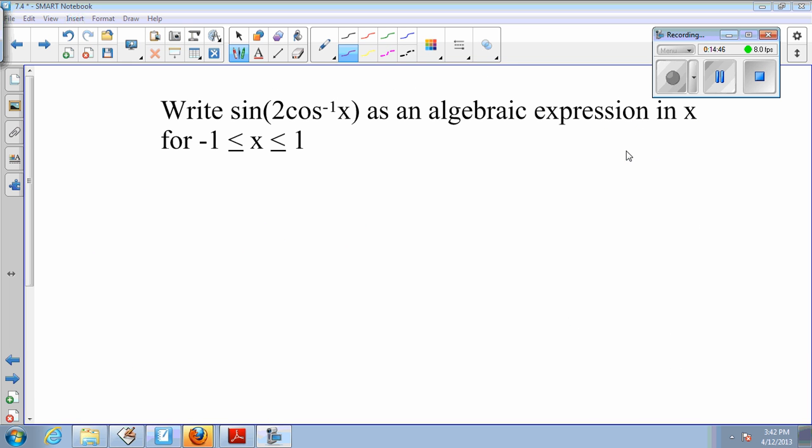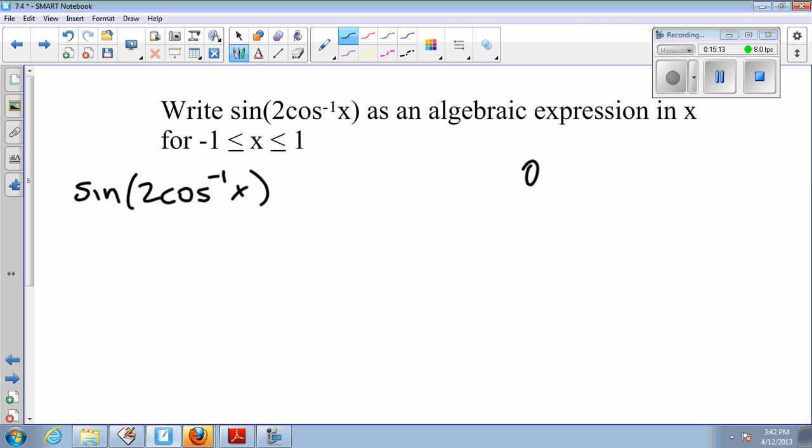Write sine of 2 arc cosine x as an algebraic expression in x, where -1 is less than or equal to x, which is less than or equal to 1. So now this is saying we need to get rid of sine and cosine. We don't want any trigonometric functions in our answers, just in terms of x. So we have sine of 2 inverse cosine of x.